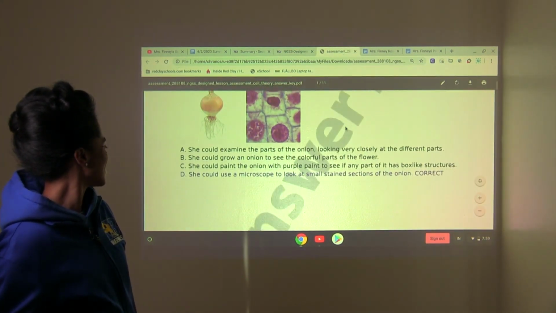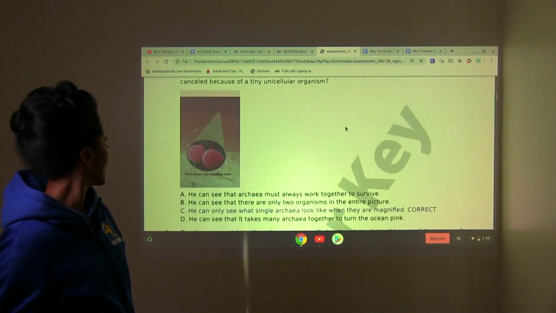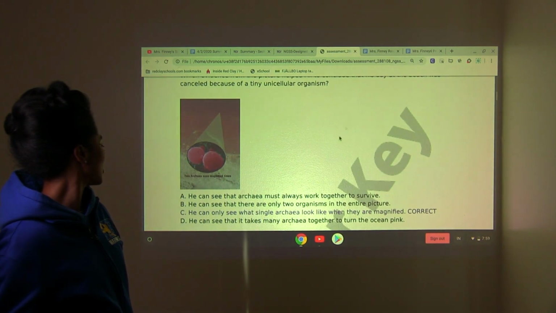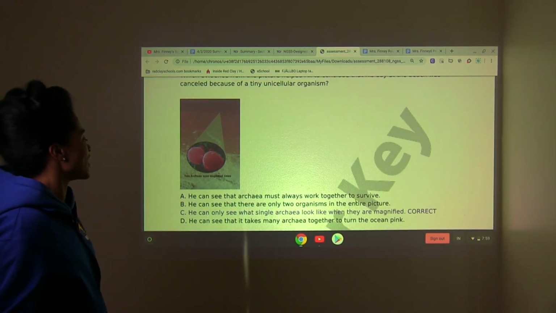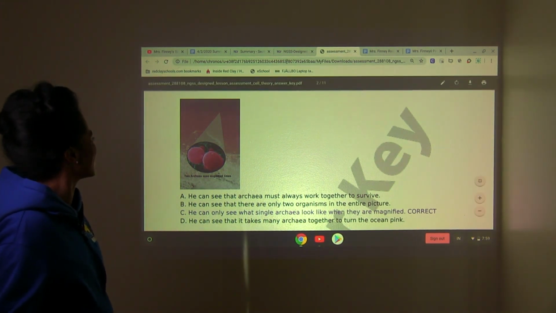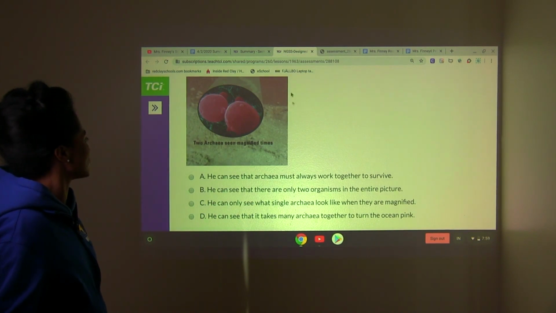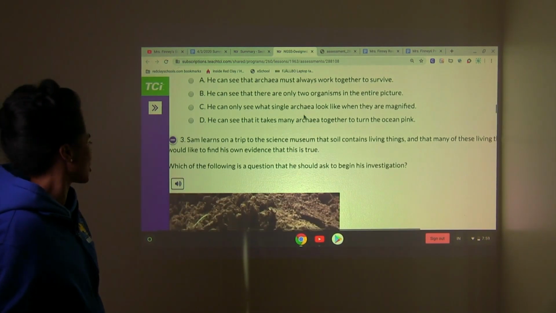Okay. Number 2. C is the correct answer. He can only see what single archaea look like when they are magnified. Okay. Hopefully you have that one correct. If not, you can correct it. Let's check 3.